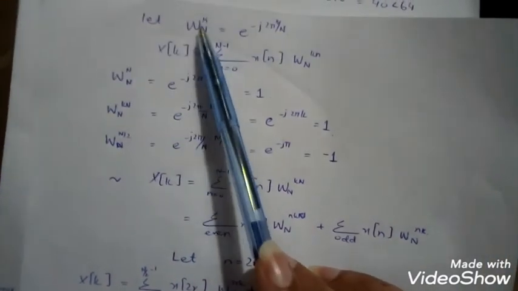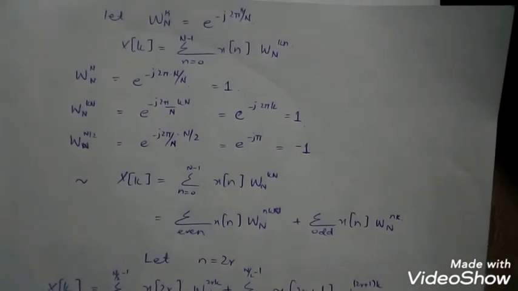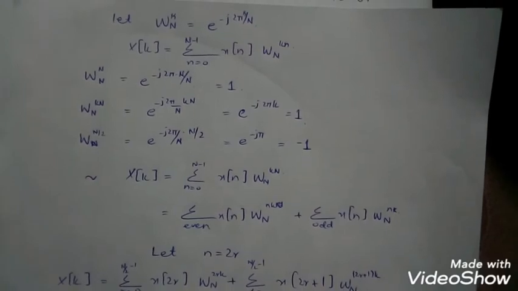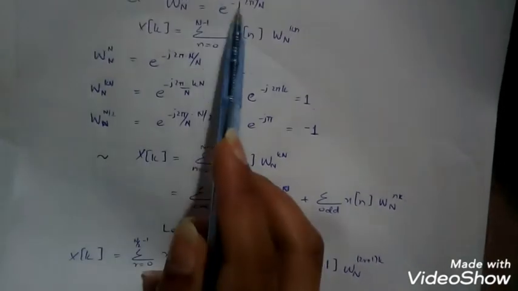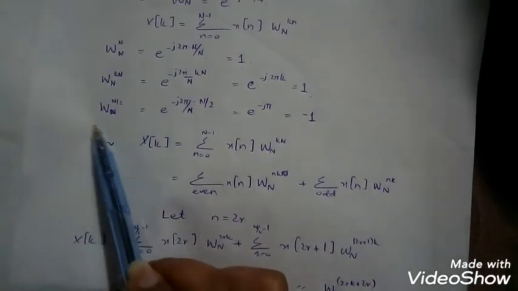So we know that W of N to the power k is equal to e to the power minus j 2 pi k over N. As we know, the formula of X of k is the summation from n equals 0 to N minus 1 of x of n times W of N to the power k n. When we put W of N to the power n in this value, we get 1, and when we put this value into this equation we get 1. When we put this value into this equation we get minus 1.